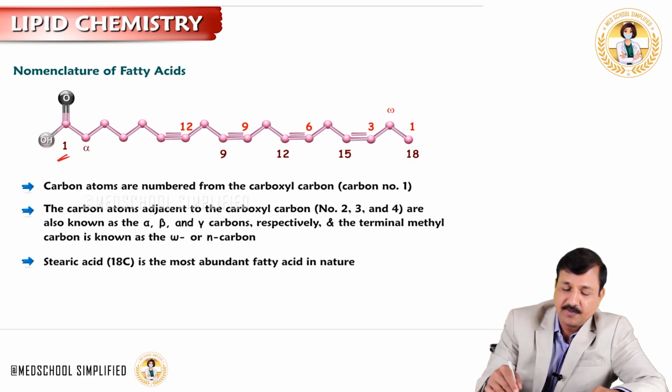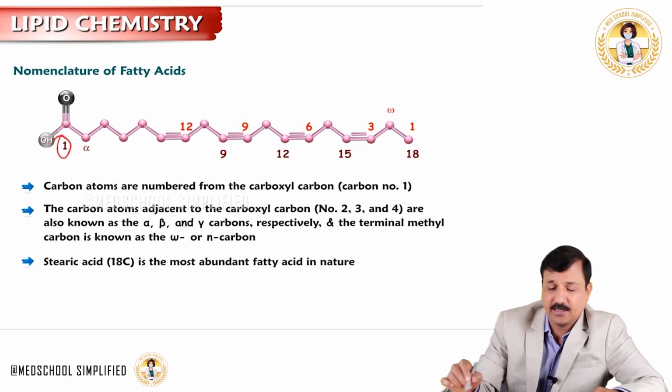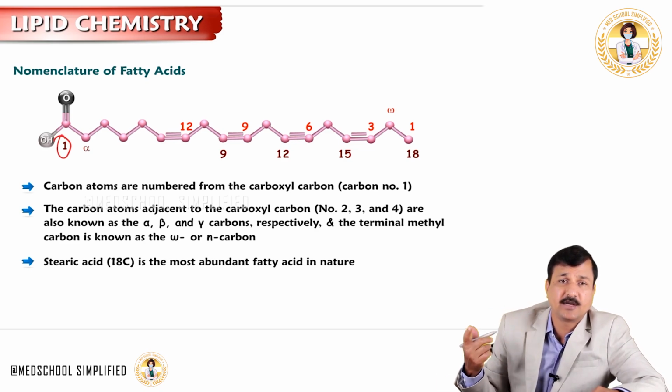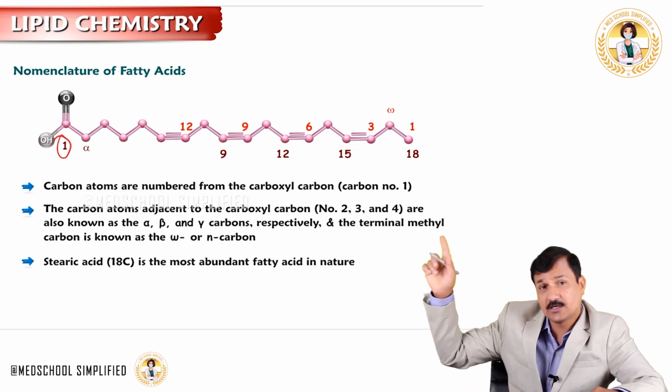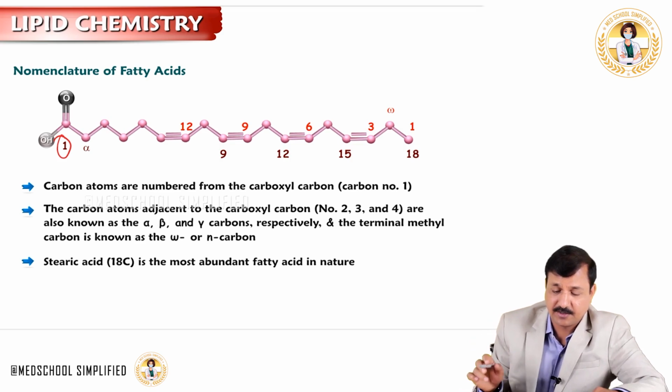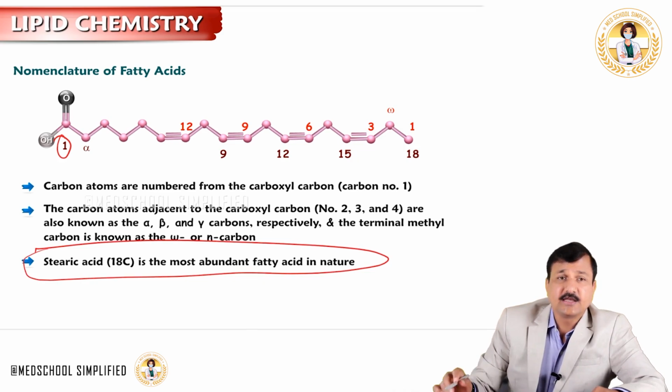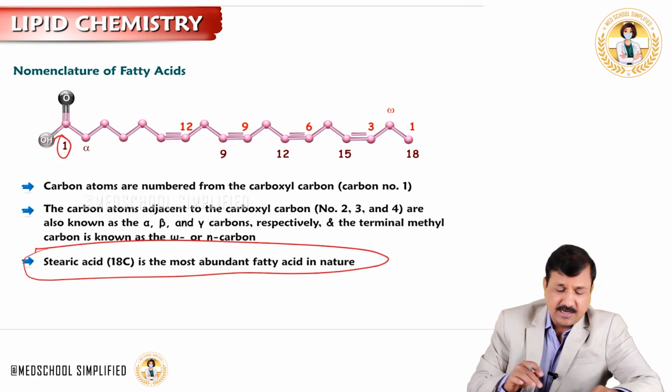So, always remember, we start from the carboxyl carbon in classic numbering and go all the way towards the methyl end. And then we have alpha, beta, gamma, delta, epsilon carbon, and the last carbon in a fatty acid is omega carbon. Now, stearic acid is the most abundant fatty acid in nature, basically coming from plant sources.